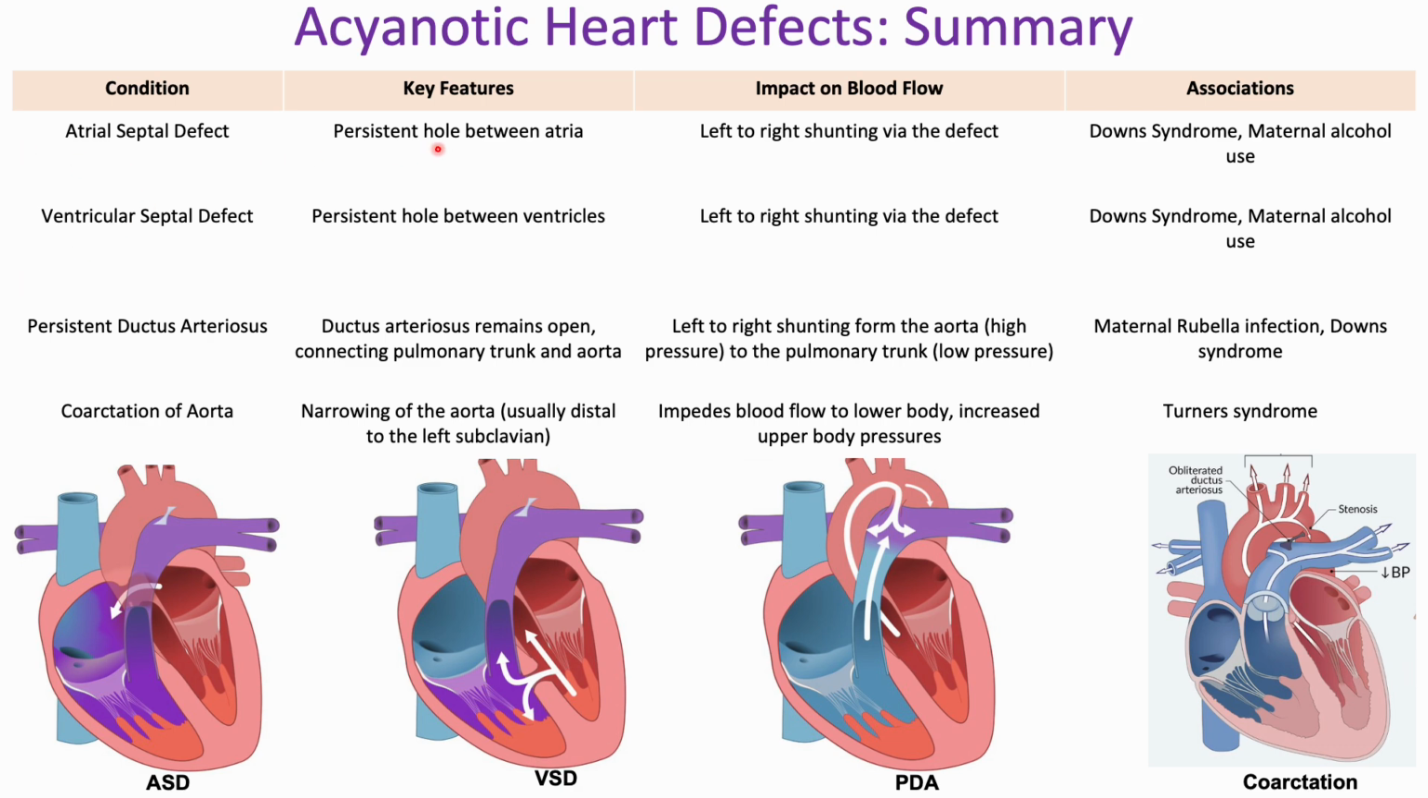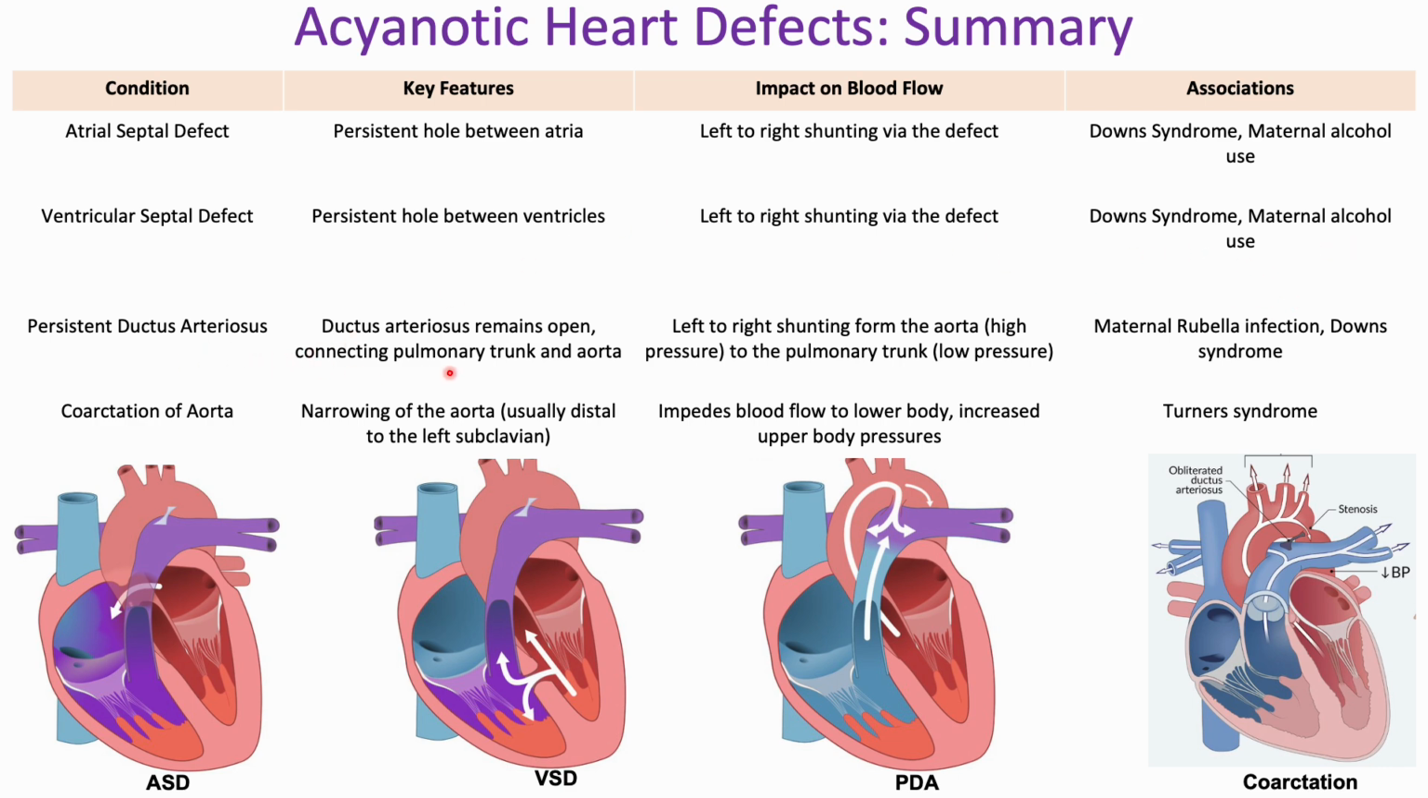So atrial septal defects, again, key feature, you have a hole between the atria. This is going to allow left to right shunting via the defect, so you're not getting decreased oxygenation in systemic circulation. Associated with Downs and maternal alcohol use. A VSD is, again, just a hole in between the ventricles, allowing shunting of blood from the left side to the right, also associated with Downs and maternal alcohol use.